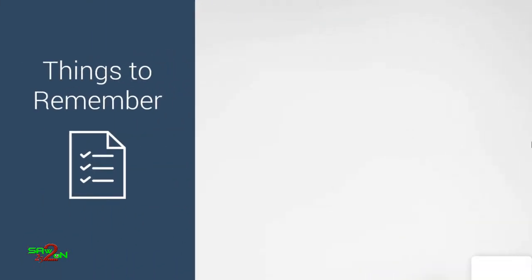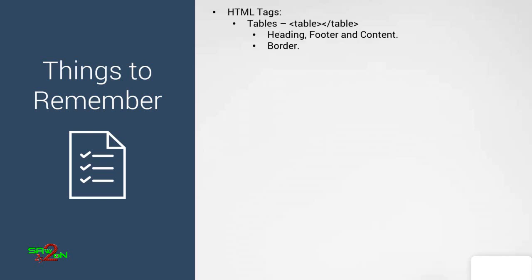Hello and welcome to the lecture. Let's look at what we have discussed in this section. Well, we have discussed the HTML tags. We discussed tables, how to create tables, how to create heading, footer and content, how to create borders for the table, and what is cell spacing, cell padding, column span and row span.